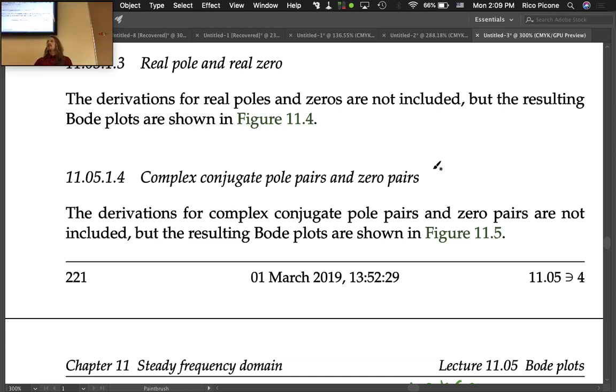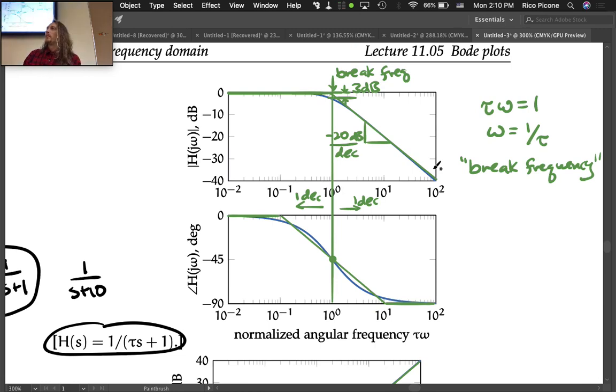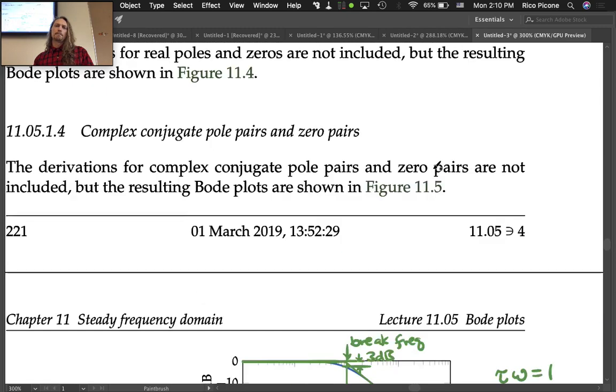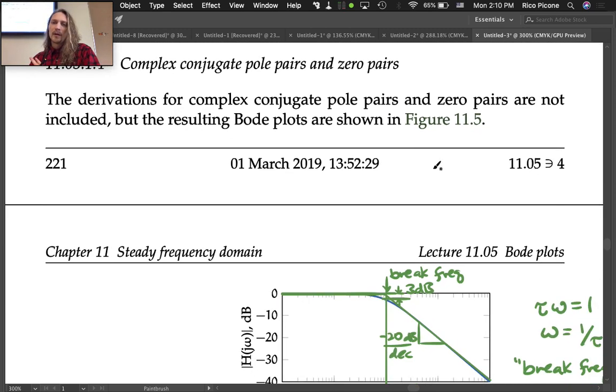Complex conjugate pole pairs and zero pairs. So we did real root, real pole, real zero Bode plots. Those were the ones where the break frequency happens, and then we get this 20 dB per decade decrease in the magnitude, and then in the phase we go back a decade, go forward a decade, draw a straight line, and that's approximately what the phase shift is for a first order real root, real pole, or real zero. And now we're going to do this complex conjugate pole pairs and zero pairs discussion.